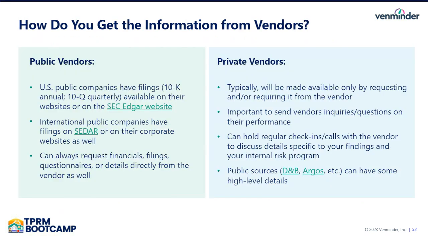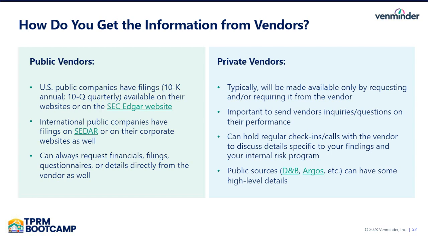So oftentimes you get the question of how you get information as it pertains to financials from vendors. On the public side, it's really simple. These are all disclosed within the public domain, such as the SEC website, or if they're international, the CEDR and other websites, or frankly, on the company's website directly. On the private company side or private vendor side, it's a bit more nuanced and difficult.